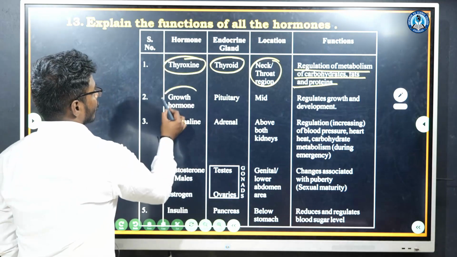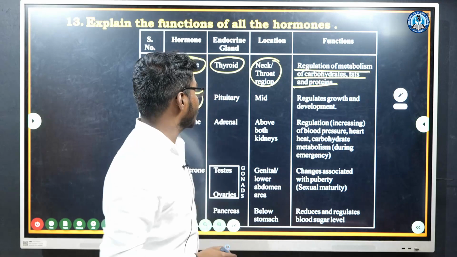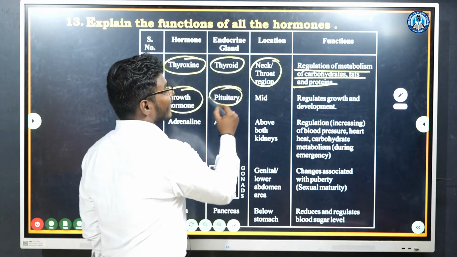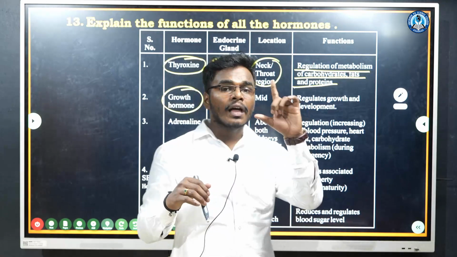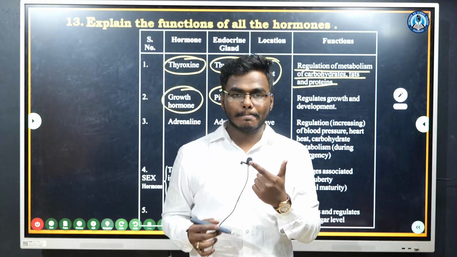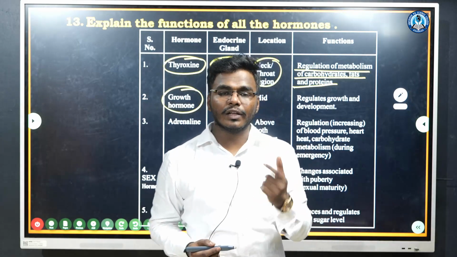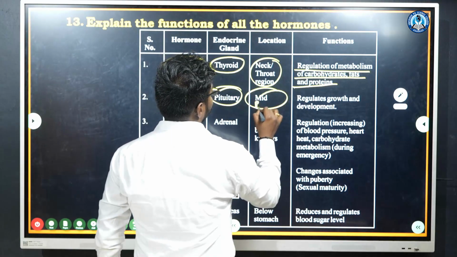Next hormone is growth hormone. This growth hormone is produced by which gland? The pituitary gland, as we discussed in the previous session, that the hypothalamus gland is connected with the pituitary gland. The hypothalamus is more connected to the pituitary gland. This pituitary gland is situated in the midbrain.